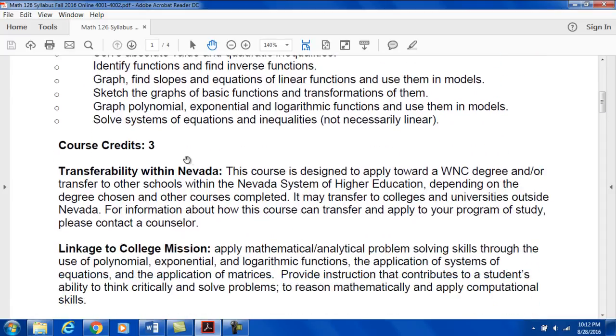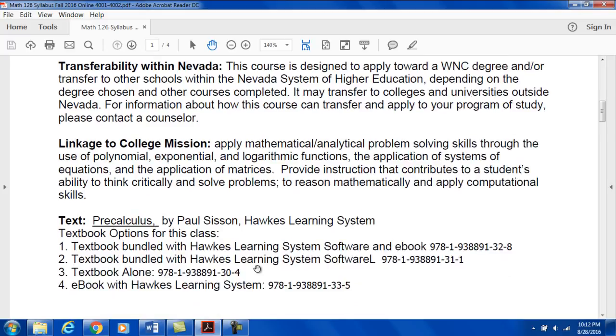This is a 3-credit course. Transferability: this should go to any of the schools in the Nevada System of Higher Education. It may transfer outside the system. You'll have to check with your counselor. A linkage to the college mission is right there. You can read through it.